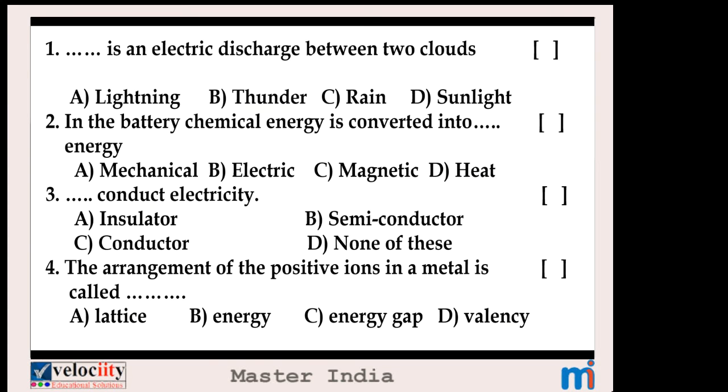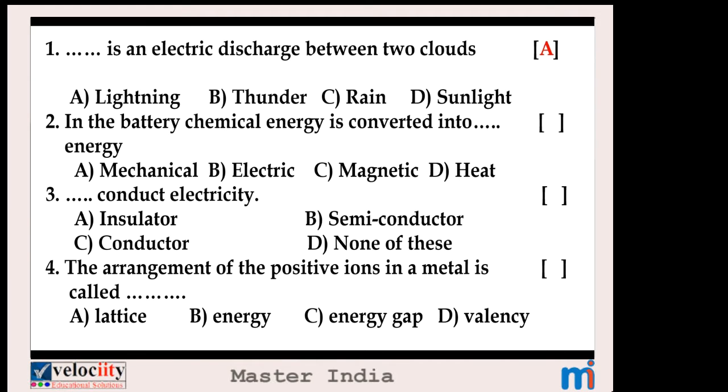First bit: Dash is an electric discharge between two clouds. So the correct answer is A, lightning. Dash is an electric discharge between two clouds is lightning. అంటే టూ క్లౌడ్స్ మధ్య ఉన్న ఎలక్ట్రిసిటీ హై పొటెన్షియల్ డిఫరెన్సెస్ ఉన్నప్పుడు వాటి మధ్య ఎలక్ట్రికల్ డిశ్చార్జ్ జరుగుతుంది. అలా జరిగినప్పుడు మనకి లైటింగ్ అనేది ఫామ్ అవుతుంటుంది.